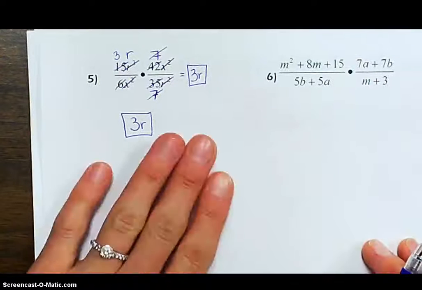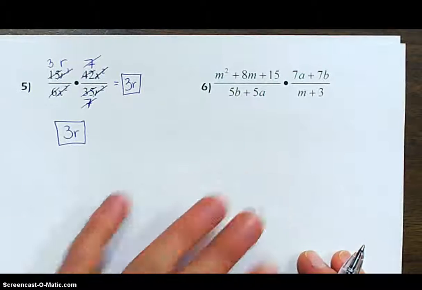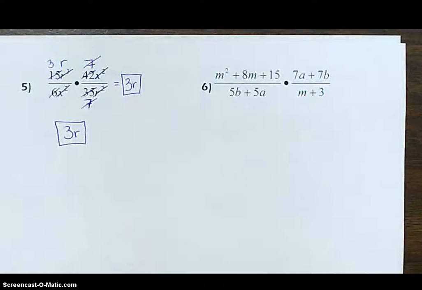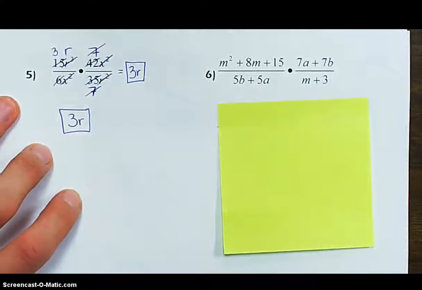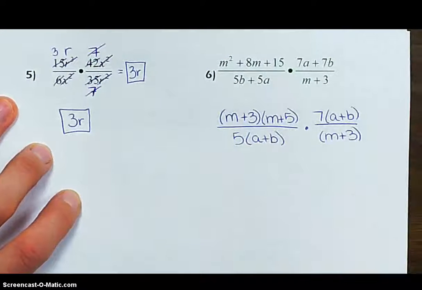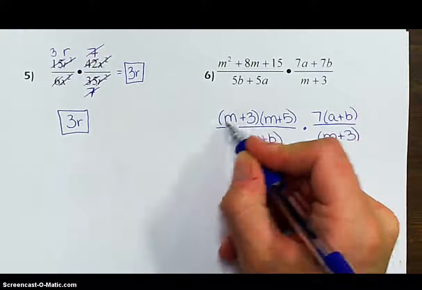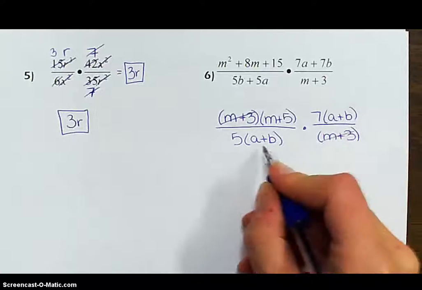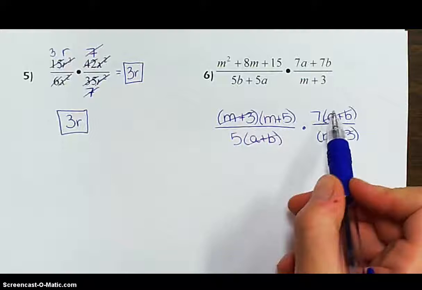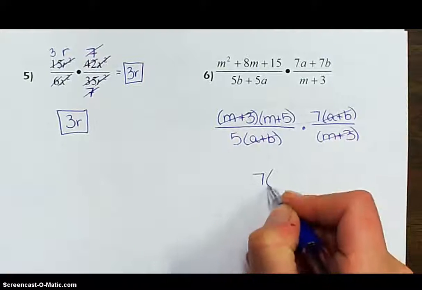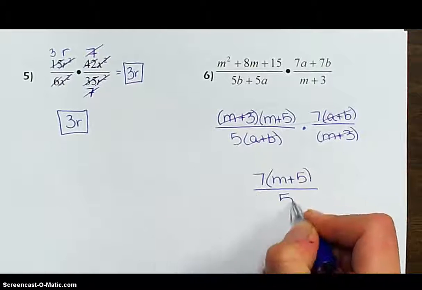Okay, now that we did that one, I'd like you all to now try number 6. So go ahead, factor first, cancel out anything that you can, and then plug in your correct answer. All right, let's see what happens. So I went ahead and I factored everything first. Okay, and now we can cancel. So I see I have an m plus 3, m plus 3, a plus b, a plus b. So those are going to cancel. So let's see what's left over in my numerator. I have a 7, m plus 5, and then what's left over in the denominator?